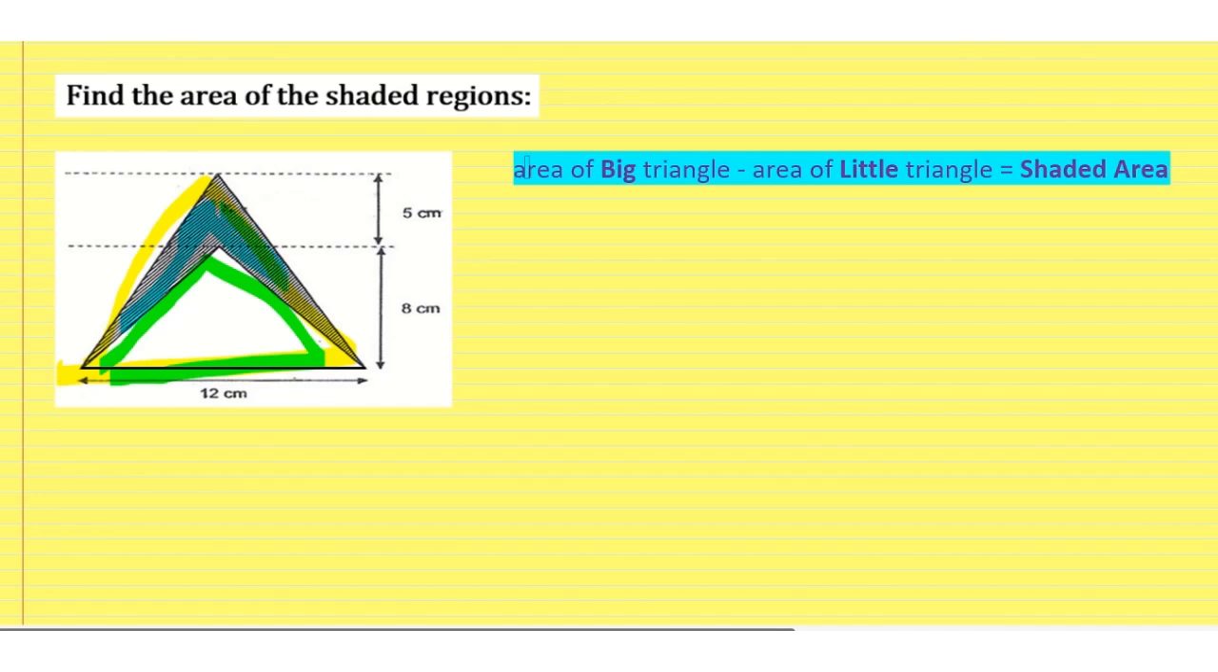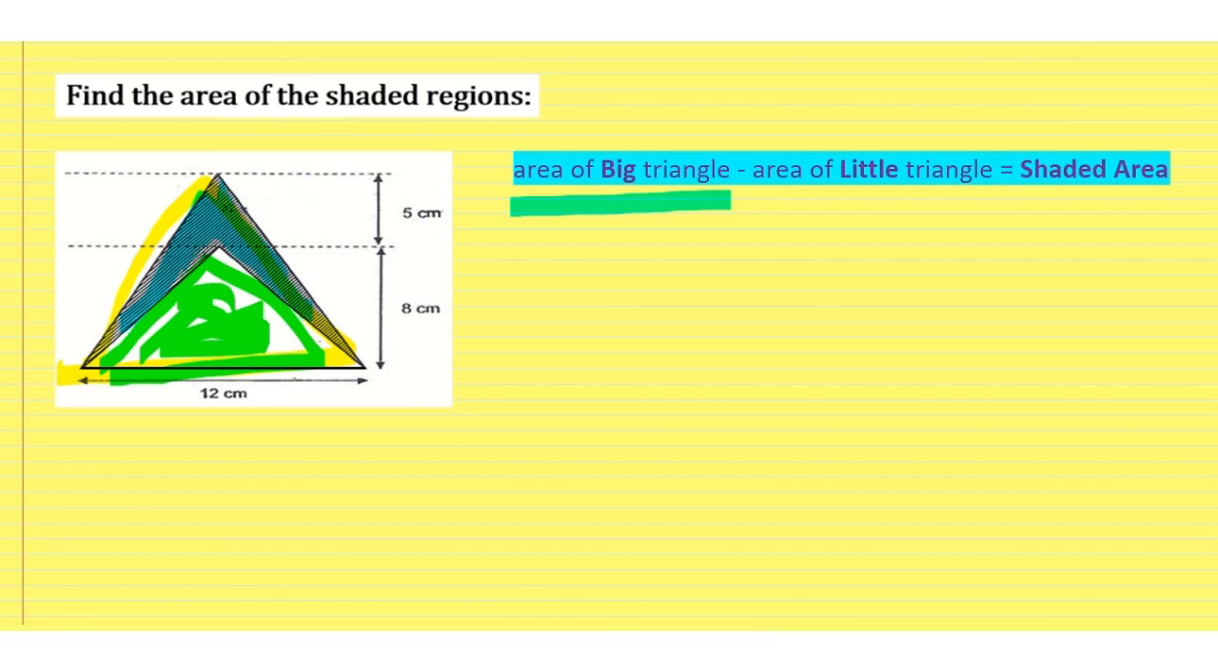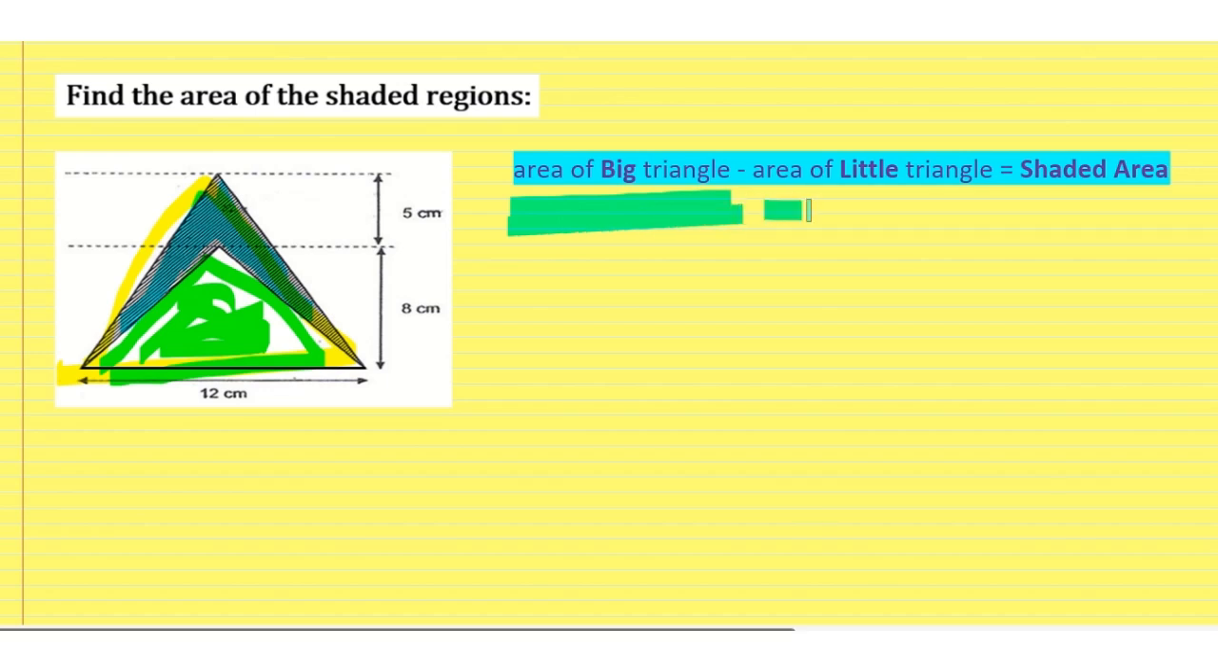Basically, we need to find the area of the big triangle and cut out the smaller triangle, and it will leave me the leftover area between the larger triangle and the smaller triangle. So we are going to be finding the area of the big triangle and cutting out the area of the little triangle, and it will leave me with the shaded area.